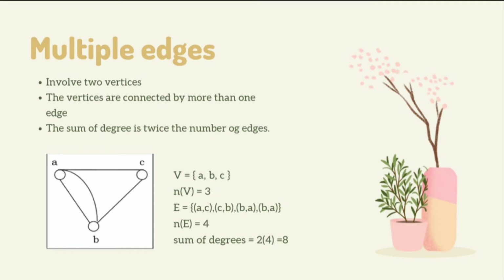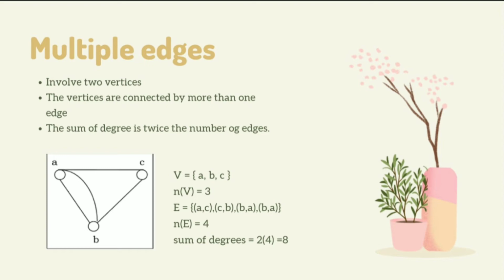Multiple edges. Multiple edges involve two vertices. The vertices are connected by more than one edge. The sum of degrees is twice the number of edges. Look at vertex A and B. There is two multiple edges between them. So, we call as multiple edges.